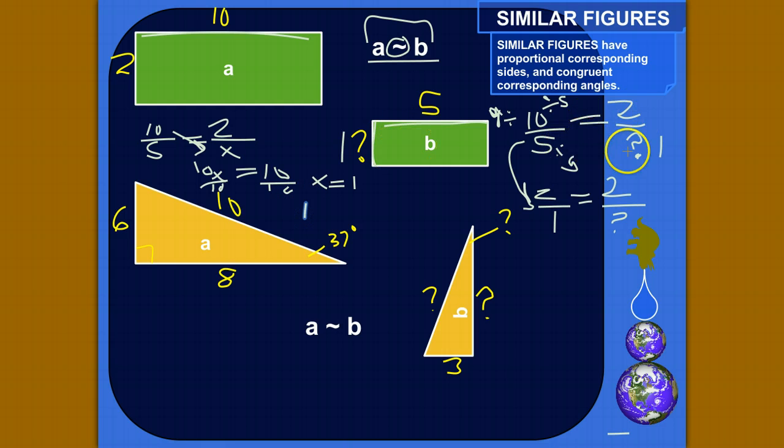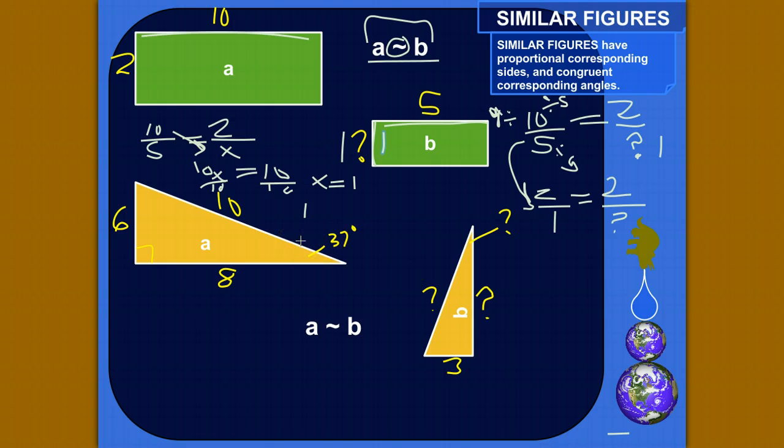So set up the proportion, because the ratios of the corresponding sides have to be equivalent. They have to have the same value. And then solve the proportion. So we figured out that this has to be 1. So the ratio of 10 to 5 is the same as the ratio of 2 to 1. 10 divided by 5 is 2. 2 divided by 1 is 2. So that checks out. All right, let's check out this triangle.